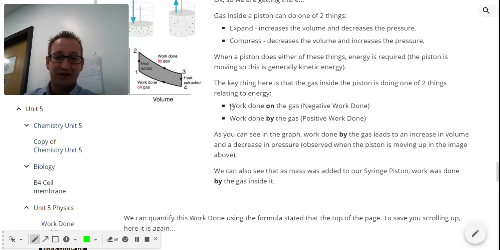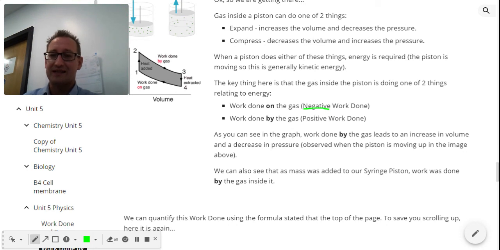Now, if the work is done on the gas, as we can see here, I've just drawn right through it. Let's get rid of that. If the work is done on the gas, it is classed as negative work done. What that means is essentially the gas is not doing the work. Some kind of external source. So it could be heat going in. It's confusing because, how is that negative work done? Well, essentially what you're doing is you're storing energy into the gas.